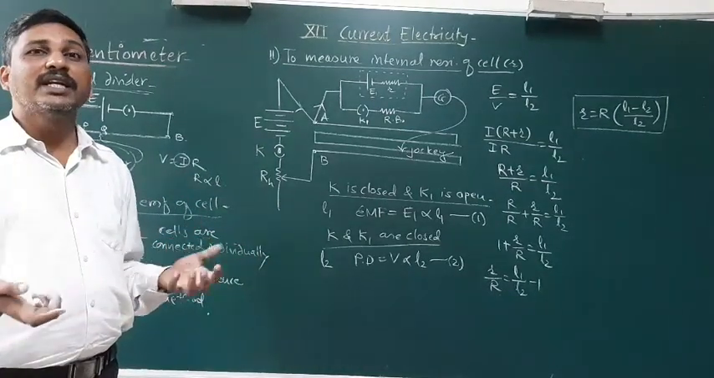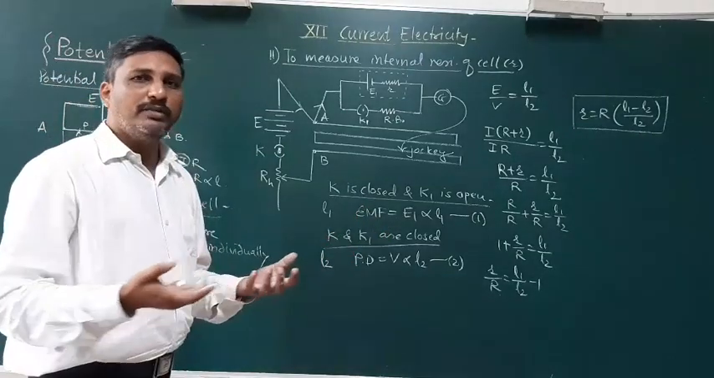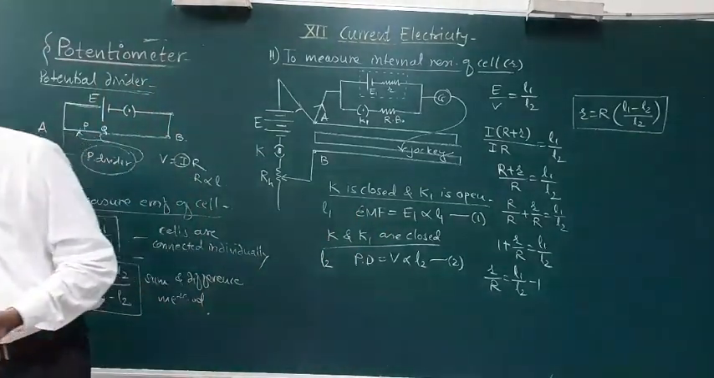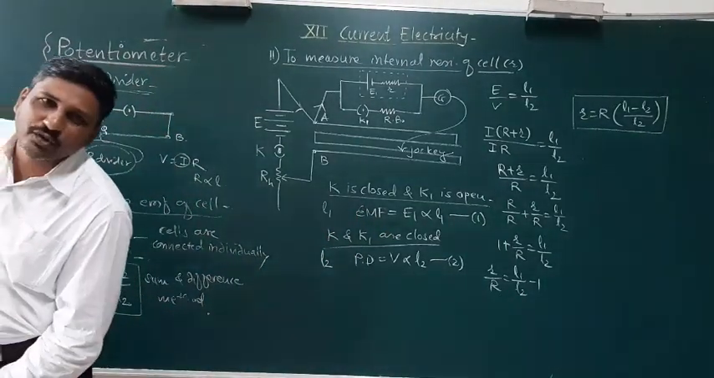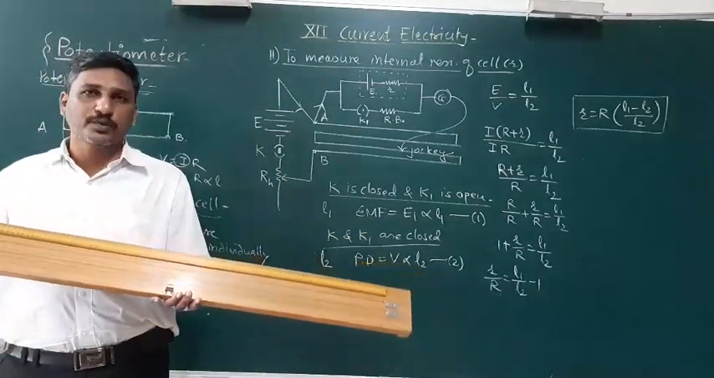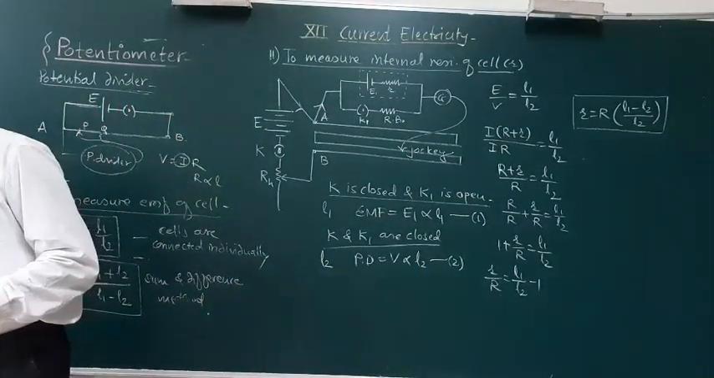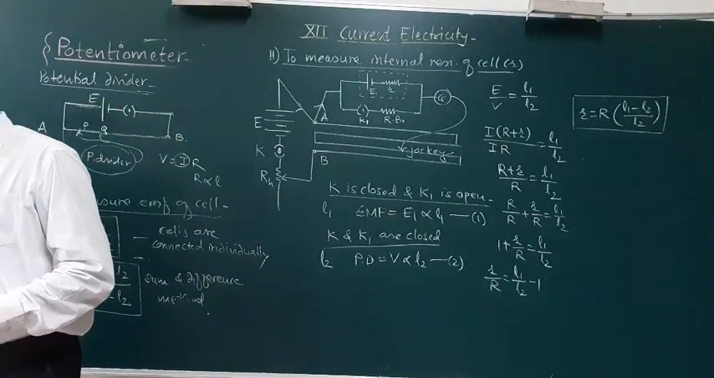But which one is sturdy? Which one is portable, meaning easy to move? The voltmeter is a very easy, very handy device. But the potentiometer is not handy. It is not portable. It requires more space, and the voltmeter requires very little space. So it is not a portable device.